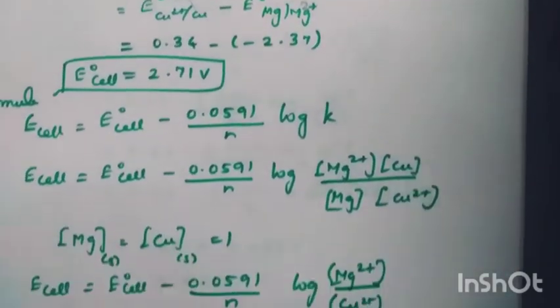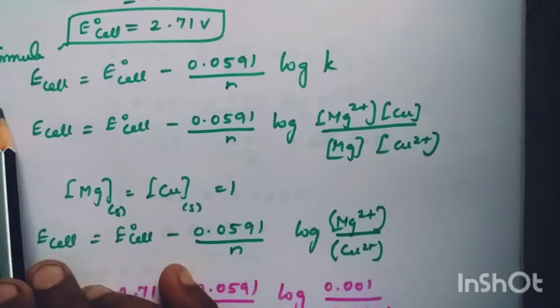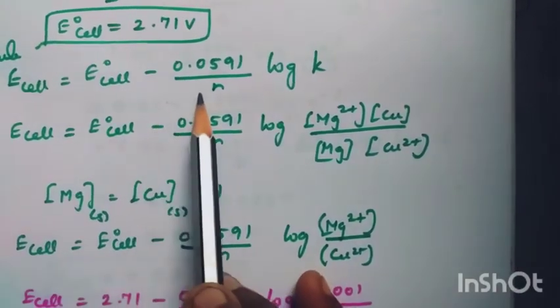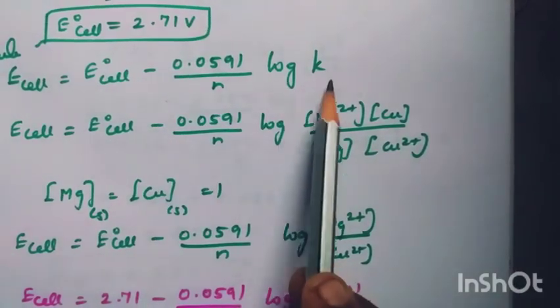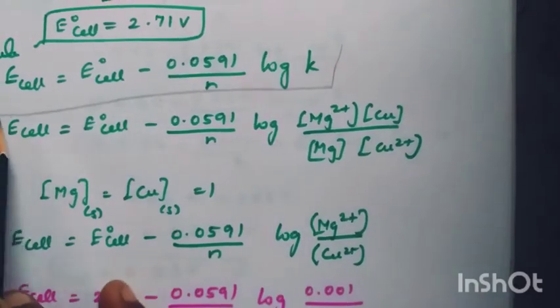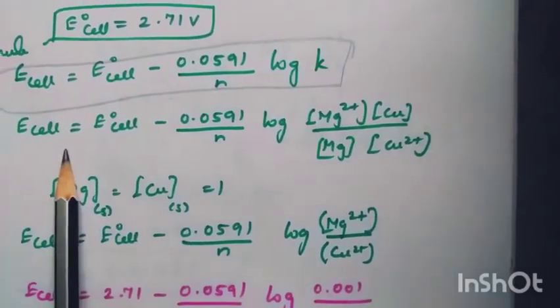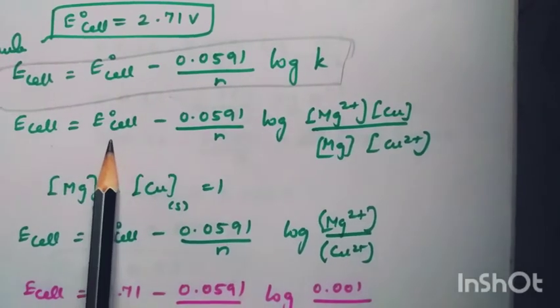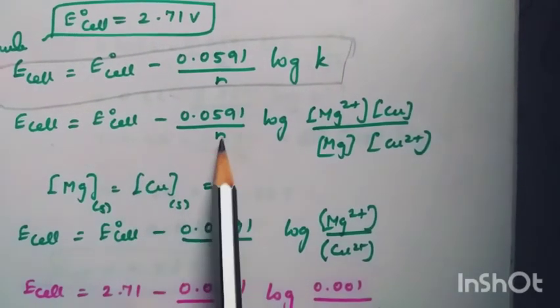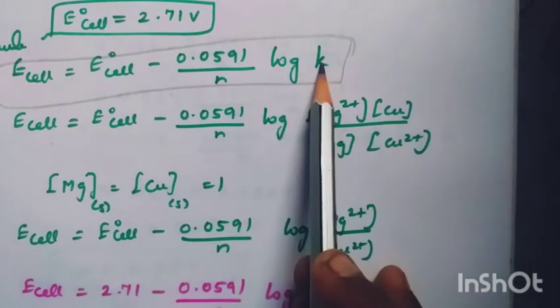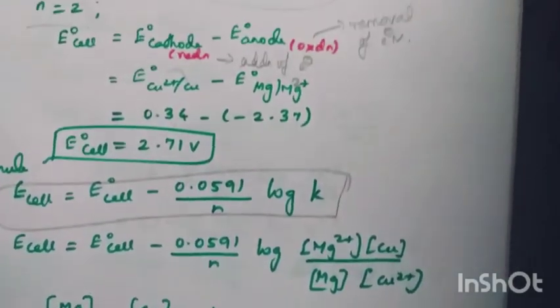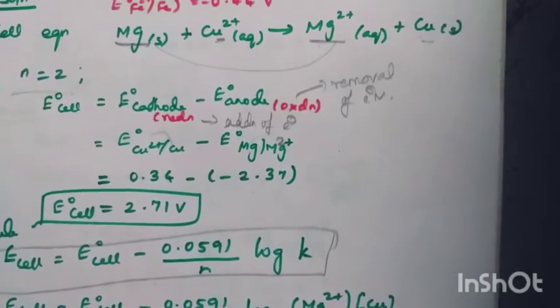Now the EMF of the cell is equal to E0 minus 0.0591 by n log K. This is our Nernst equation formula, and from this we are going to calculate the EMF of the cell. K we have to write from the overall reaction.